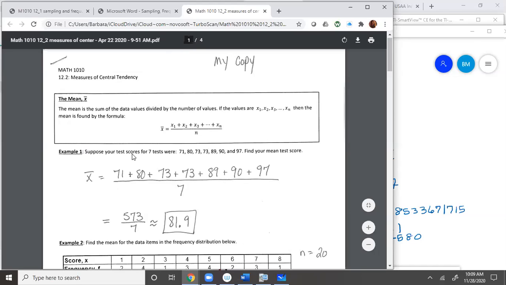Example 1, suppose your test scores for 7 tests were 71, 80, 73, 73, 89, 90, and 97. Find the mean. So we're going to add them all up and divide by the number of scores.